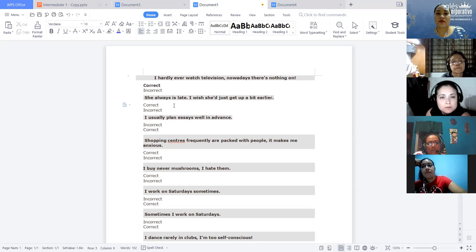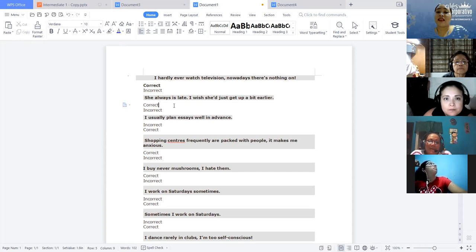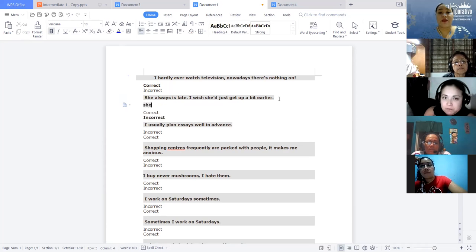The number two. She always is late. She'll just get up a bit earlier. Yes, a bit earlier. Good job. According to what we have been studying, is it correct or incorrect? Incorrect. Why? She is always. Yes, right. Correct. It has to be, she is always, and so on. So that one is incorrect, right?